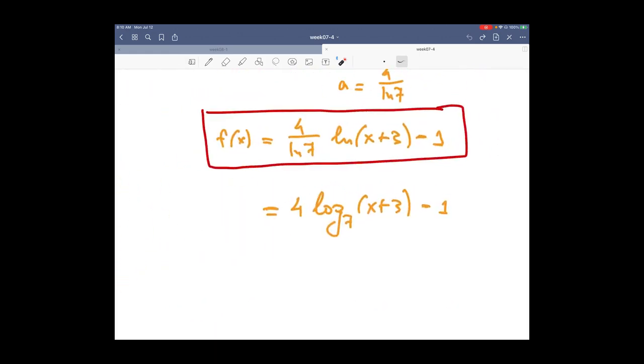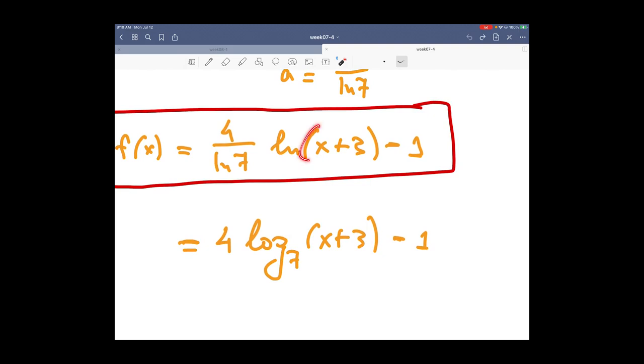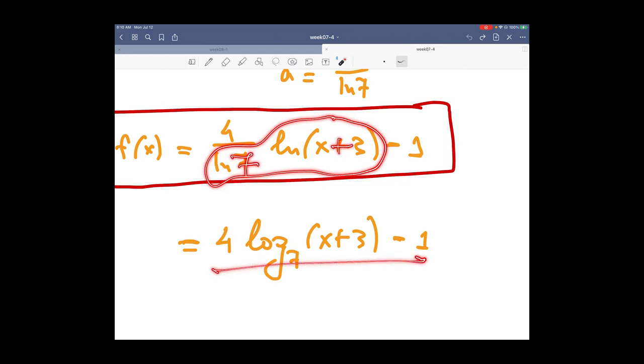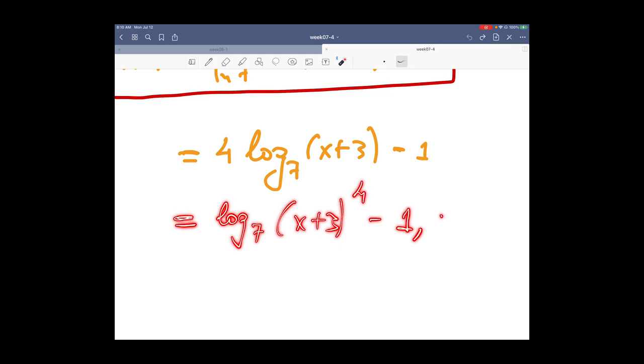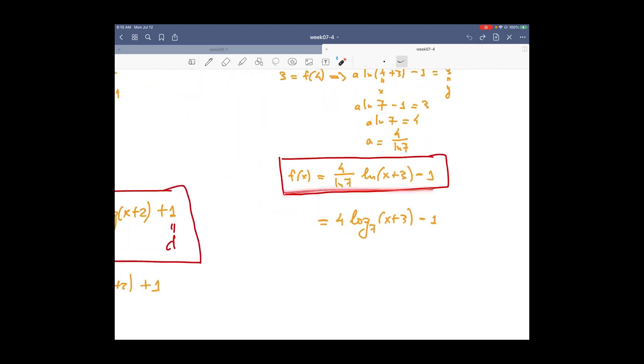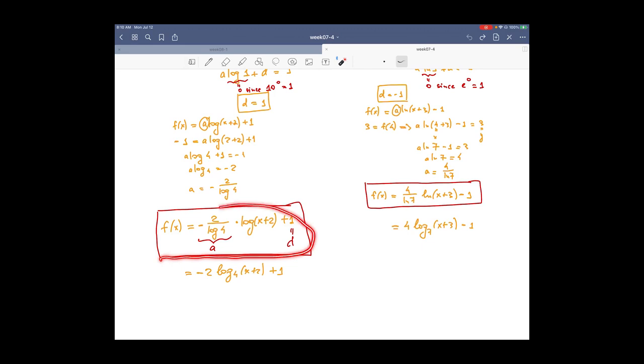Same was in the other problem. We had natural logs here of x plus 3 and of 7, and I was able to write this as ln of x plus 3, rather log of x plus 3 base 7. And if I were to apply the power rule here too, that would give me log base 7 of x plus 3 to the power 4. So that explains how we were able to simplify these two expressions in these problems.